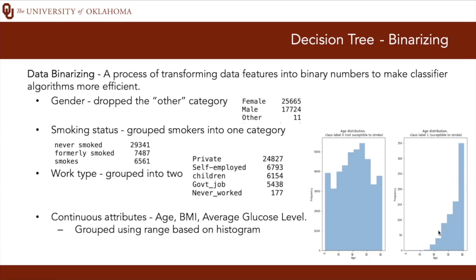So based on the histogram and domain knowledge, we chose age below 50 to be one group and age 50 and above to be another. Similarly, for BMI, domain knowledge tells us that the standard range of BMI for a healthy person goes from 18.5 to 24. So we chose 22 as the splitting point: BMI below 22 is one group, and BMI equal to or above 22 is another group. So for continuous attributes, we turn them into binary by choosing ranges based on histogram and domain knowledge.